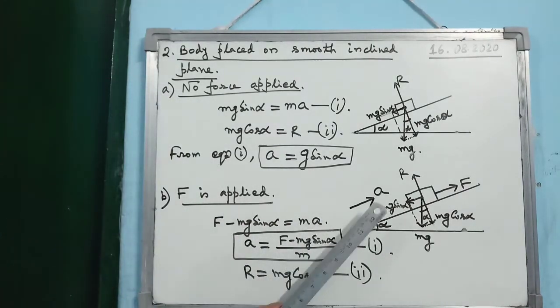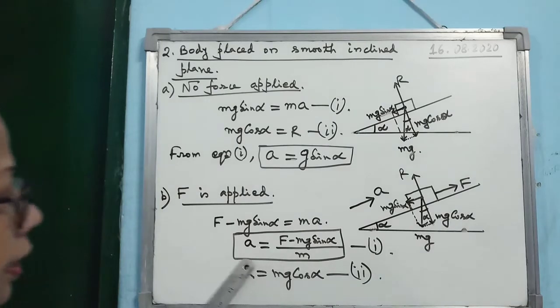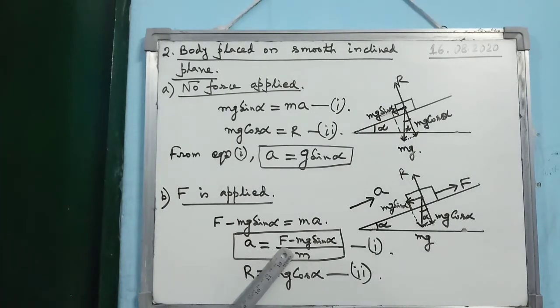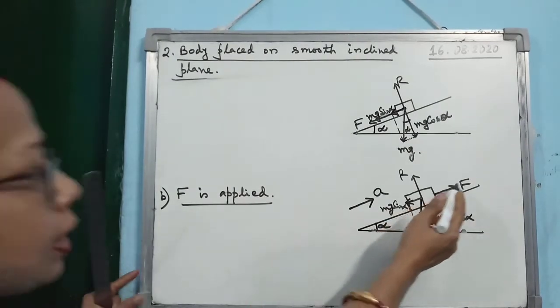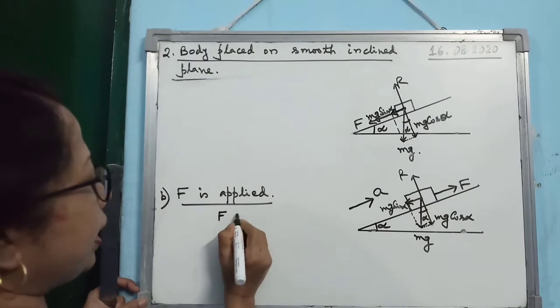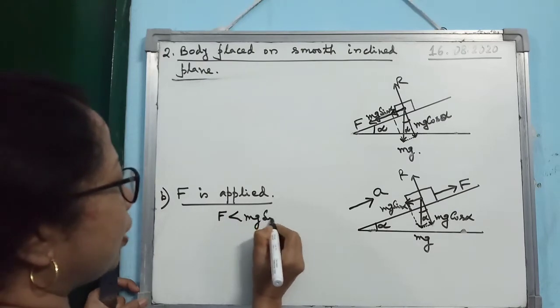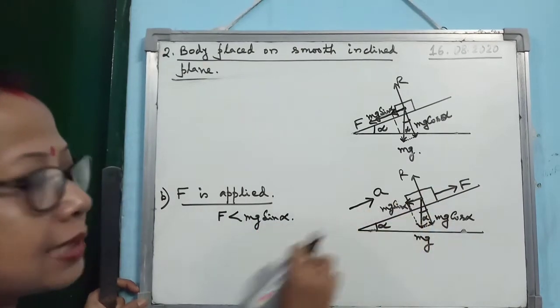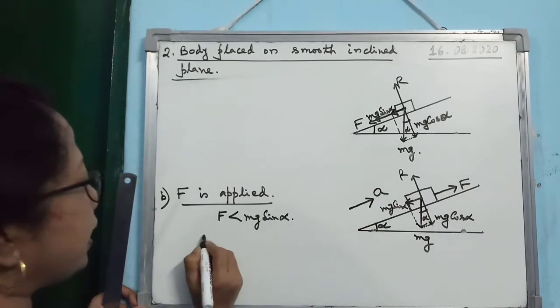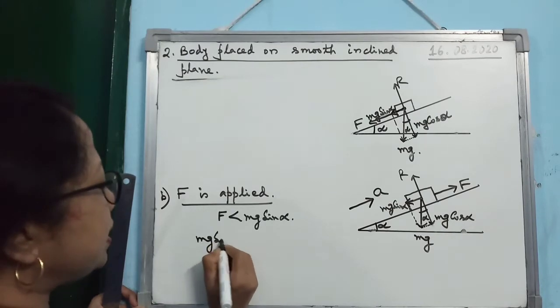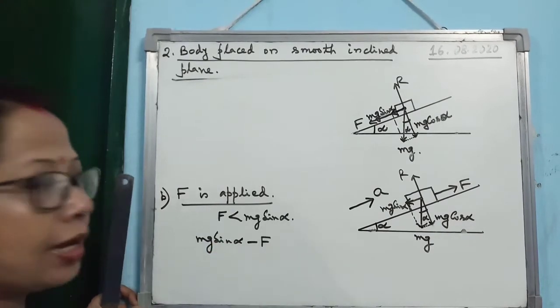So you see, when you are applying the force F in the upward direction, the acceleration you are getting is (F minus mg sin alpha) by m. And another equation you are getting is R equal to mg cos alpha. Now in this case, if you consider that F is less than mg sin alpha, then what will happen? What is the net force? It will be mg sin alpha minus F.